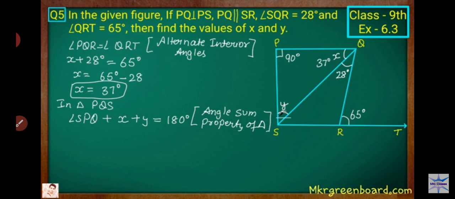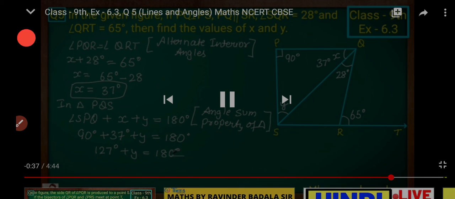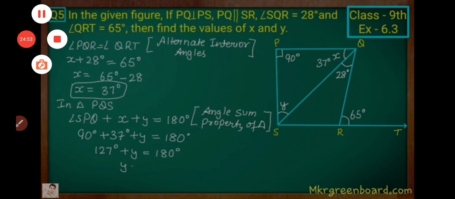Now 90 plus 37 plus Y. So put the value: 127 degree plus Y is equal to 180. So Y is equal to 180 minus 127. Okay, this is how you have to find the value of Y.